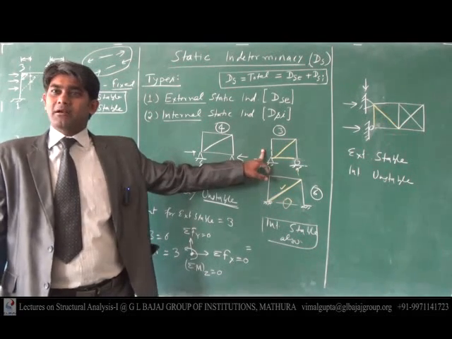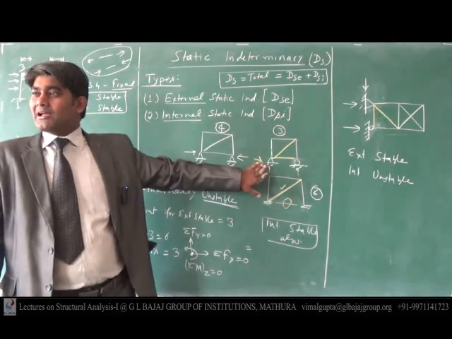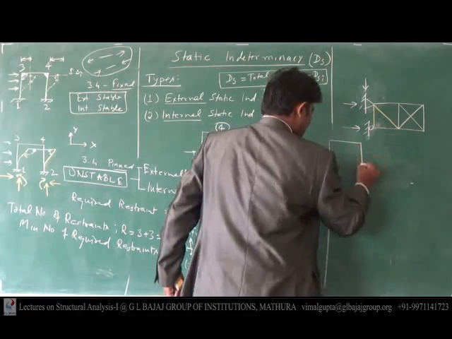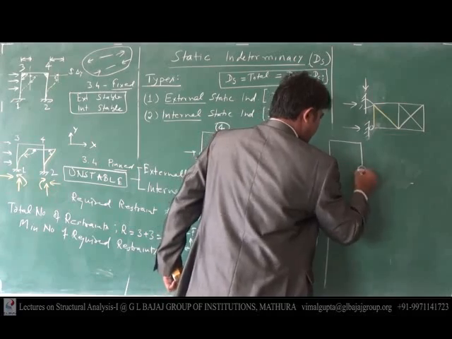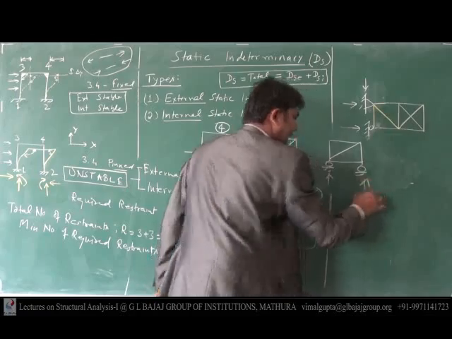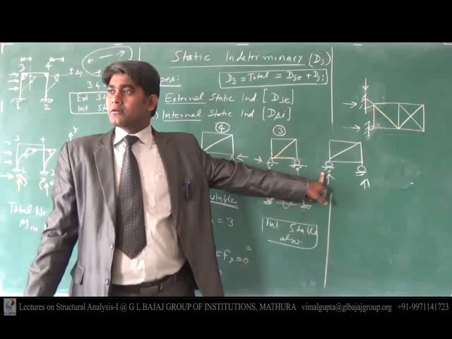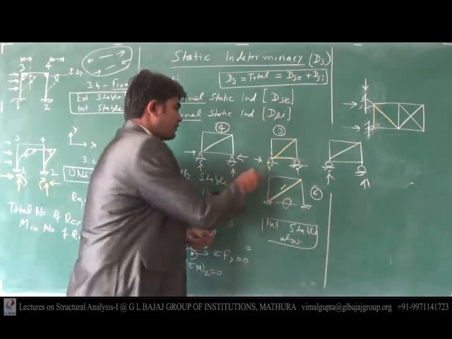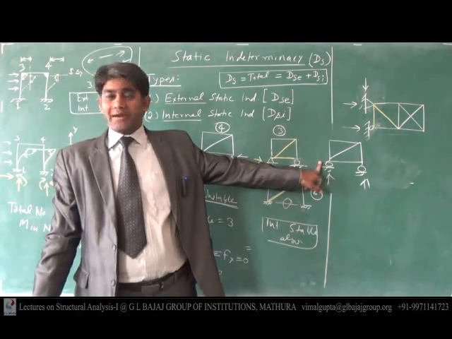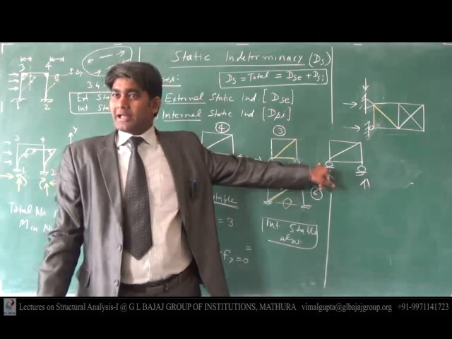It is just stable. If I remove any one of the restraints, like this roller, if I remove any one of them, here only 2 restraints are acting. What I did here? I removed this horizontal restraint. And when that restraint is removed, then what will happen?